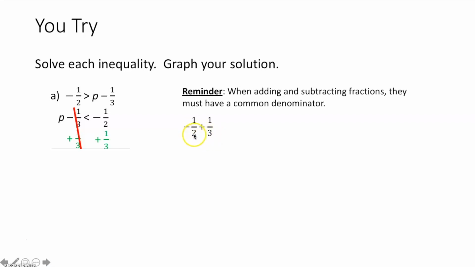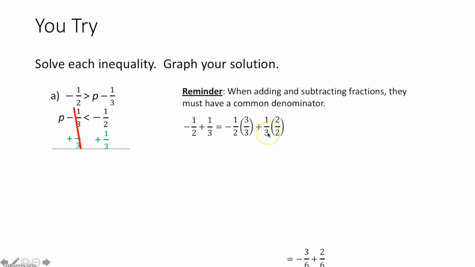What's the least common denominator between 2 and 3? That's going to be 6, right? I multiply this one by 3/3 and multiply this one by 2/2, because whatever you do to the numerator, you have to do to the denominator. So what I do now is I multiply this across. 3 times 1 is going to be 3. 3 times 2 is going to be 6. 2 times 1 is going to be 2.